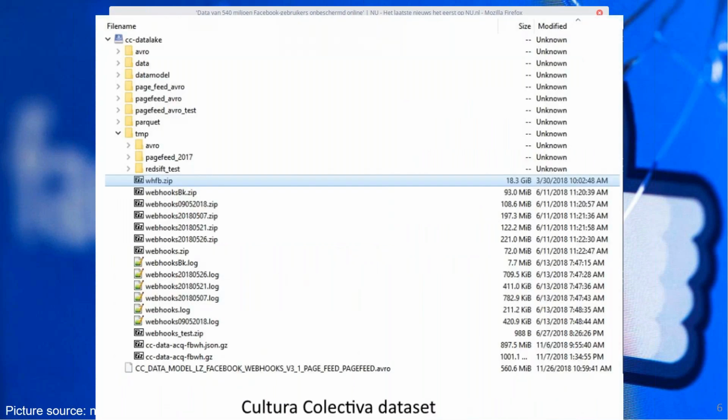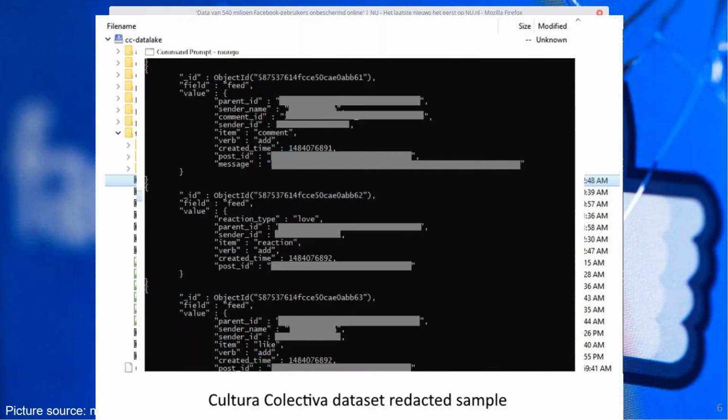This was actually leaked through an application called Cultura Colectiva, a Mexican company that had this information available online publicly in an S3 bucket on Amazon.